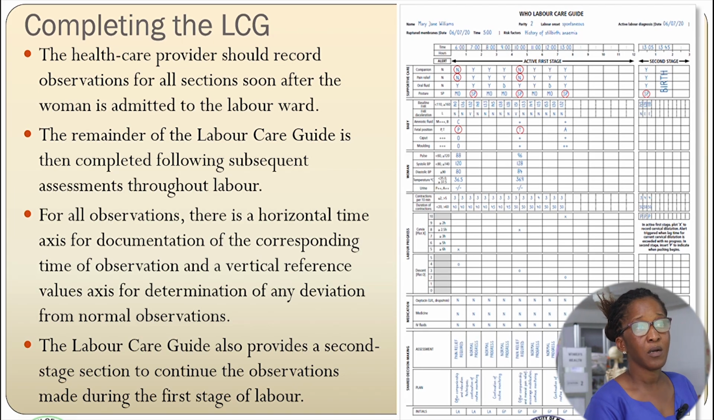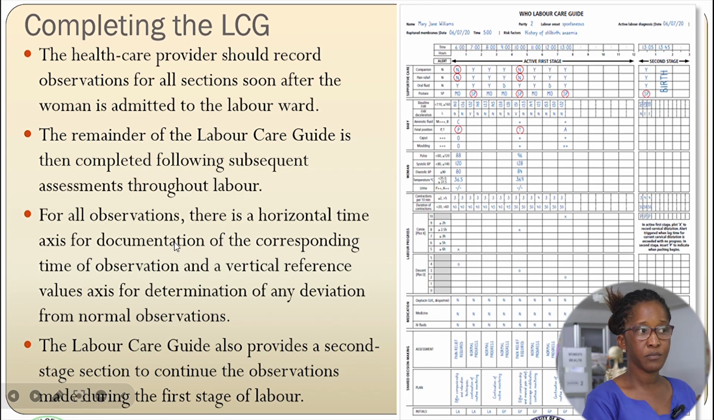Completing the labor care guide. On your screen, you see a draft of a completed labor care guide, just to show you a sample. How do we complete this labor care guide? You, the healthcare provider, should record observation for all sections soon after the woman is admitted into the labor ward. That is at 5 centimeters. Every observation made during that time should be recorded on this labor care guide. The remainder of the labor care guide is then completed following subsequent assessment throughout labor.